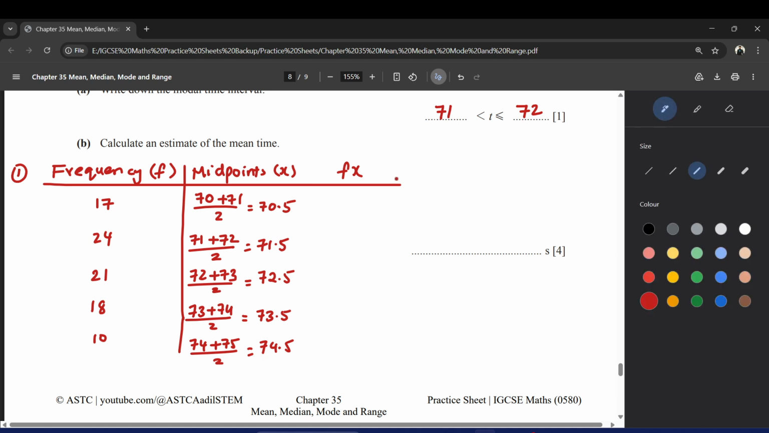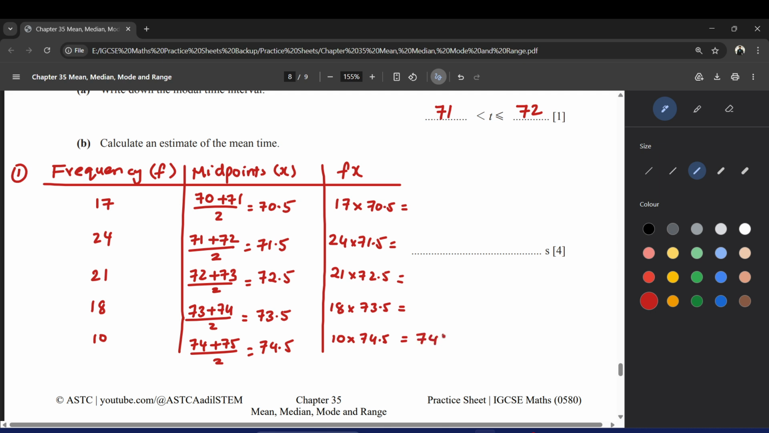Okay, now the next step is going to be calculating the fx values. So here we have 17 into 70.5, then we have 24 into 71.5, 21 into 72.5, 18 into 73.5, and then 10 into 74.5. So this would be 745. The rest ones will work it now.